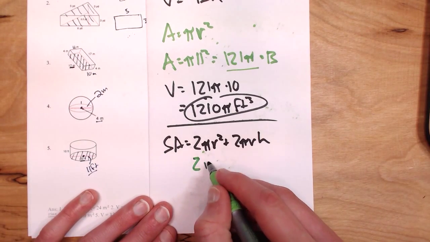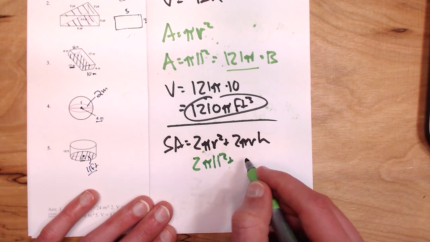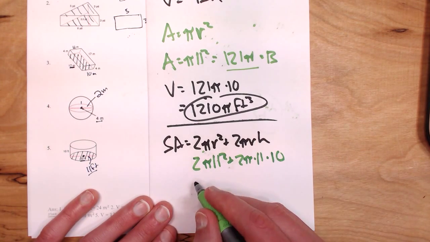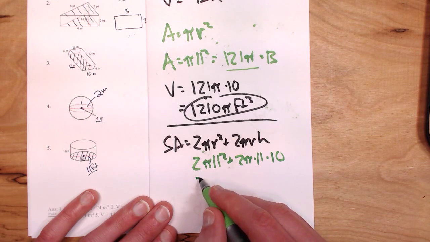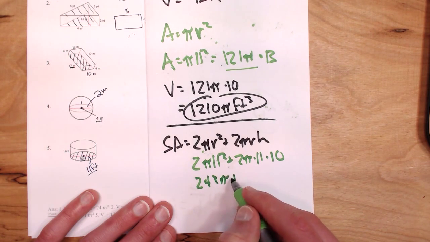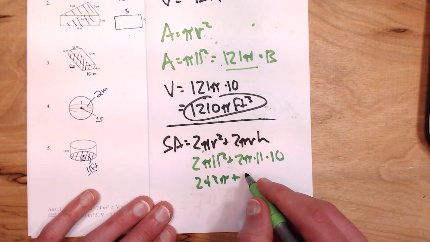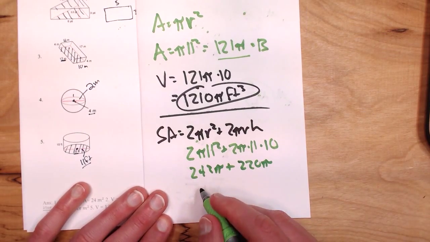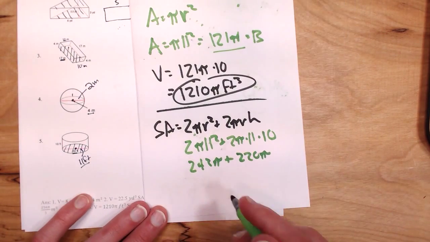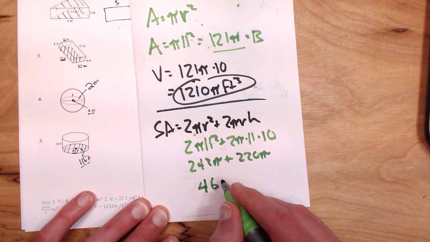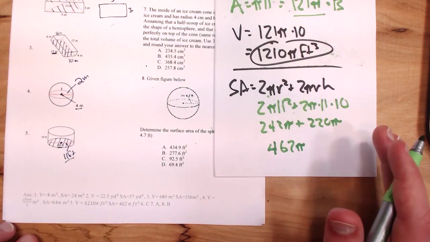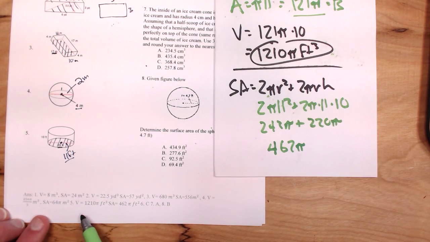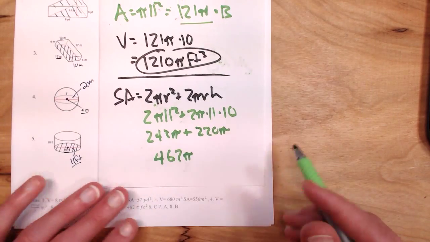So we'll say 2 pi times 11 squared plus 2 pi times 11, which is our radius, times our height, which is 10. So this is 121 times 2 is 242 pi plus 220 pi, and a calculator for this is fine. That's no problem. I'm just knocking it out in my head here. And I should get 462 pi, I think. That doesn't sound right though. We're on number 5. Oh, it is right. Okay, cool. Great. So there's the right answer.